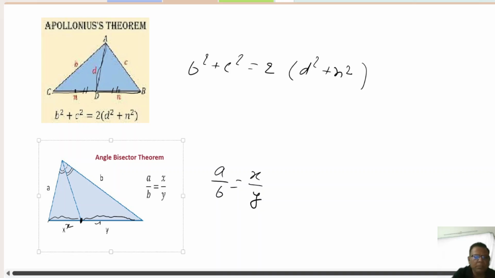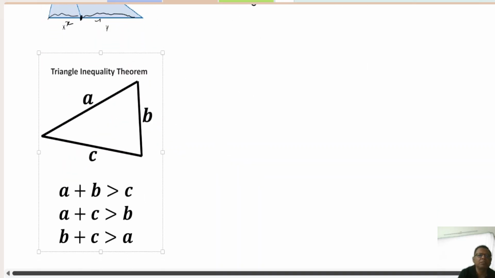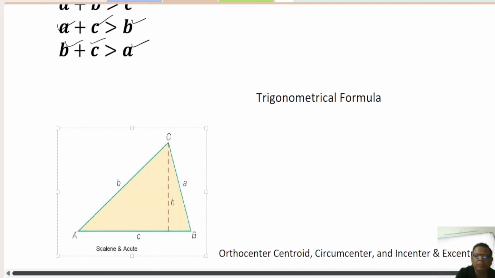Now come to another theorem, that is the inequality theorem. The inequality theorem says that the sum of any two sides will be greater than the third side. So a plus b is greater than c, a plus c is greater than b, b plus c is greater than a. Sometimes this is also utilized in solving problems.